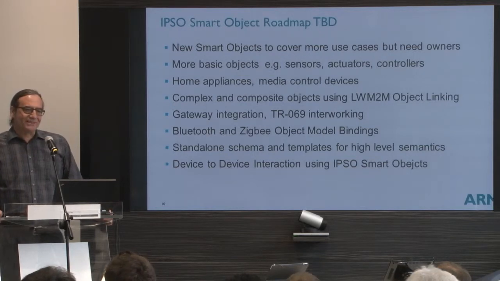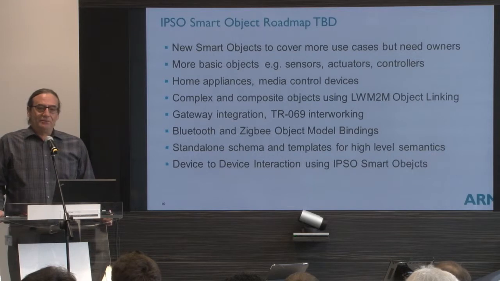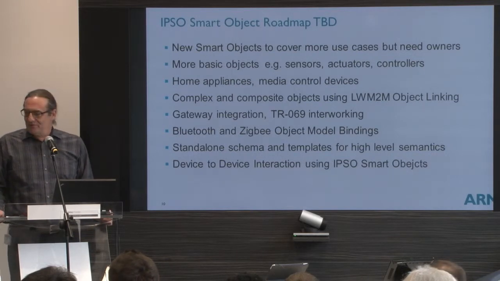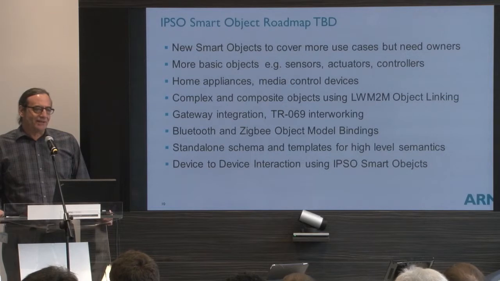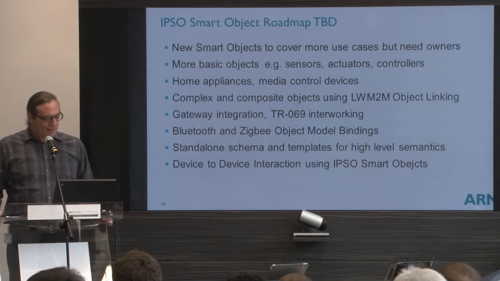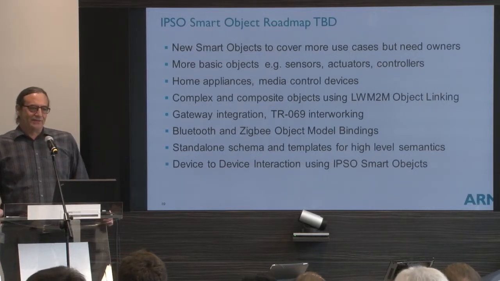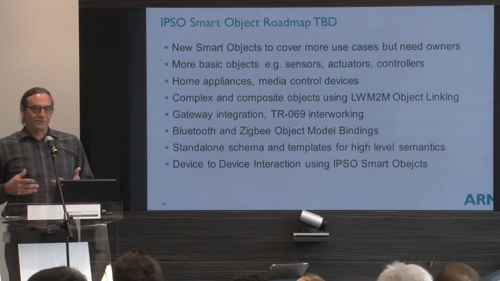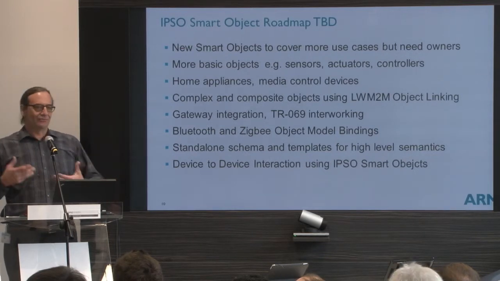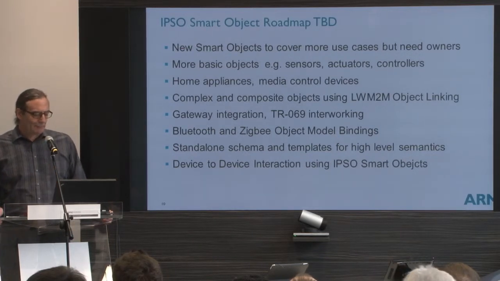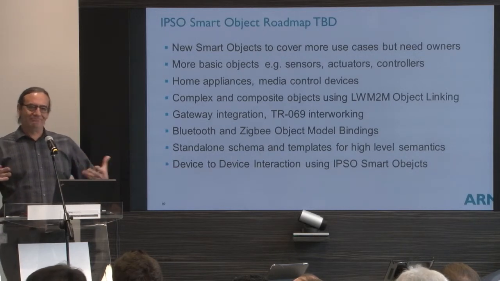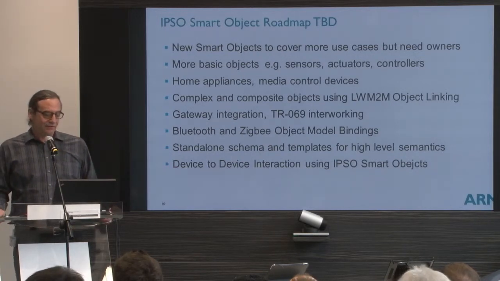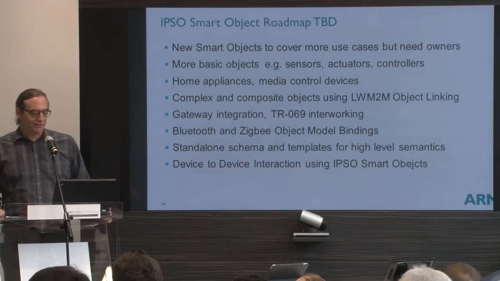We want to cover more use cases, but we need people to join the committee and drive that and own those. We need some experts in the domains to come and help with their experience on how these objects should look to be the right kind of interfaces for that domain. We need more basic objects just to fill out that set. And there are things that people want to do with IPSO objects, like build models for home appliances, like a washing machine model or a refrigerator model. Those are going to require some extensions to what we're doing to make that really easy to do.